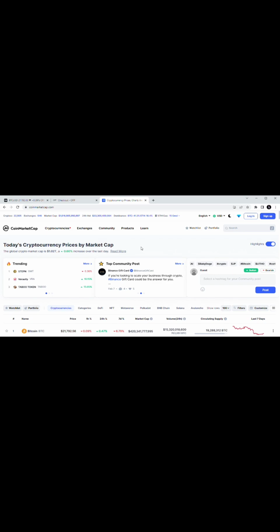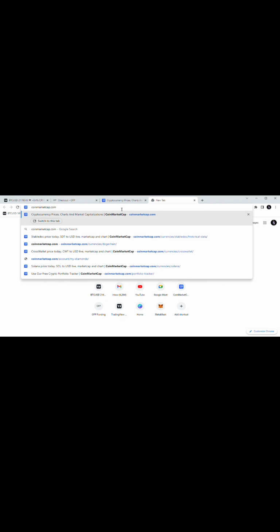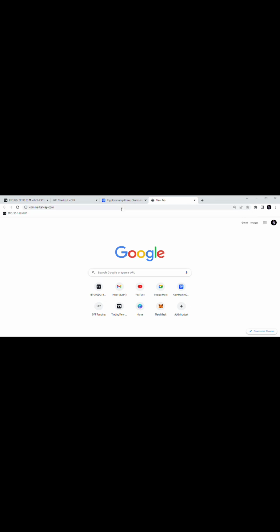So here is the home page for CoinMarketCap.com, but for benefit of doubt, let's open it again. You search CoinMarketCap.com. Click enter. So you can see the page has popped up.